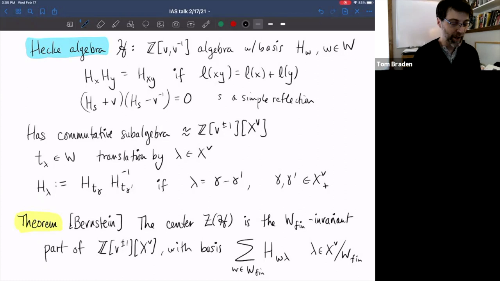But the special thing in the affine case is this large commutative subalgebra, which is generated by translations. Translations by elements of the co-weight lattice are elements of the affine Weyl group, and you can produce special elements of the Hecke algebra. If lambda is dominant, you just take the corresponding basis element, but if it's anti-dominant, you take the inverse of the basis element. If lambda is a difference of two dominant elements, then you can write it as one basis element times the inverse of the other. This turns out to be independent of the choice of representation of your co-weight as a difference of two dominant ones.